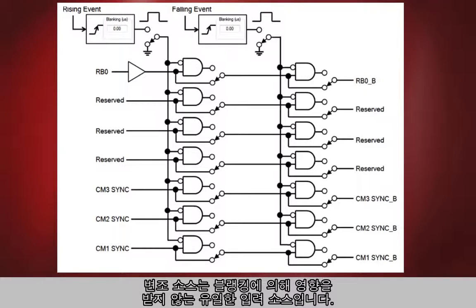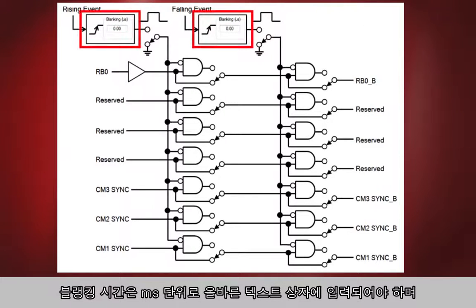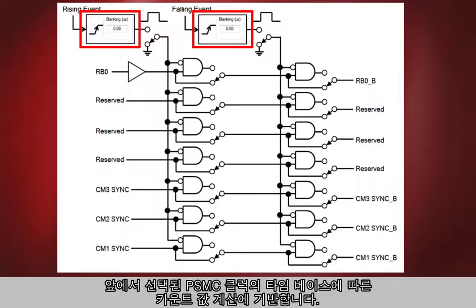Modulation sources, however, are the only input sources that are not affected by blanking. The blanking time can be entered in the appropriate text box in microseconds, and this is based on the count value calculated from the time base of the PSMC clock chosen earlier.